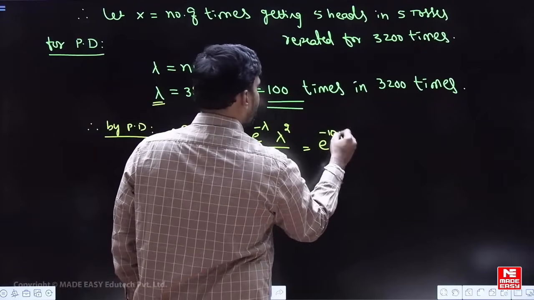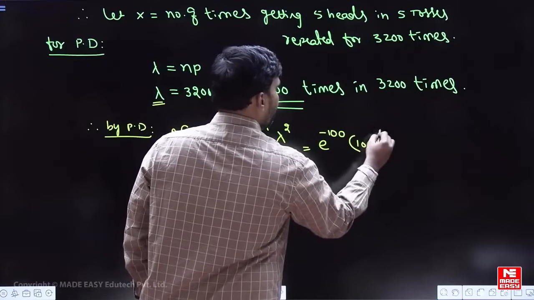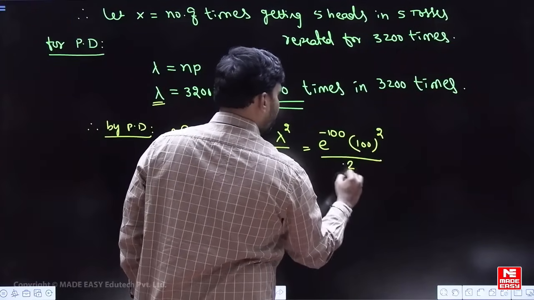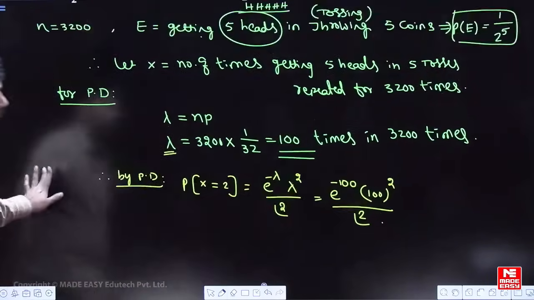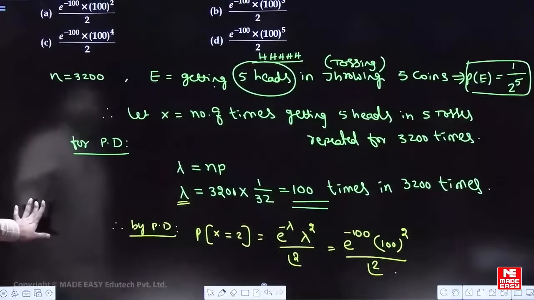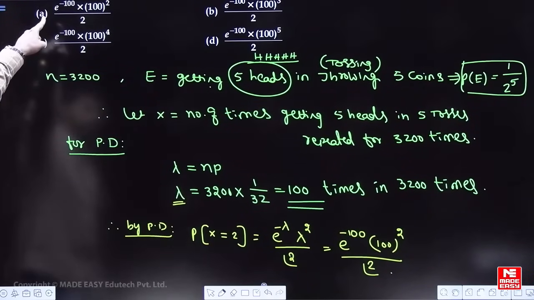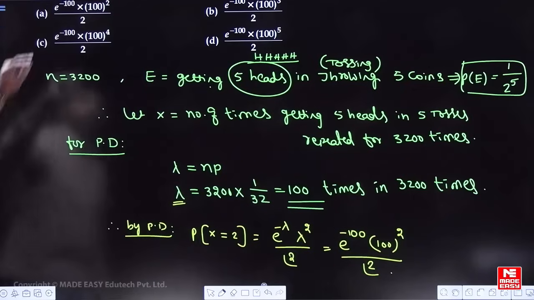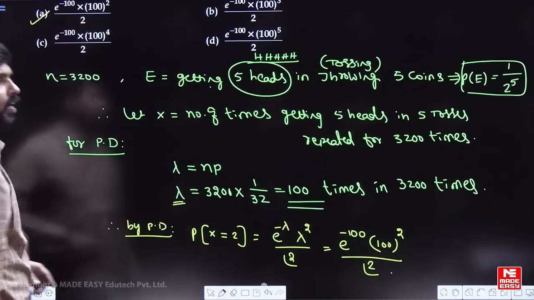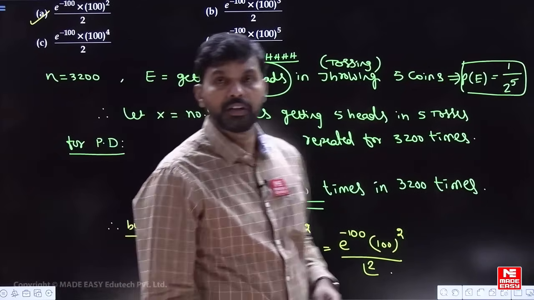So it is e power minus 100, 100 square divided by 2 factorial here. So this is the answer for this question. You can look into that: e power minus 100, 100 square by 2 factorial. So option A is the right answer for this question.